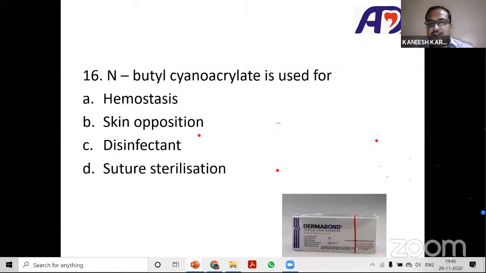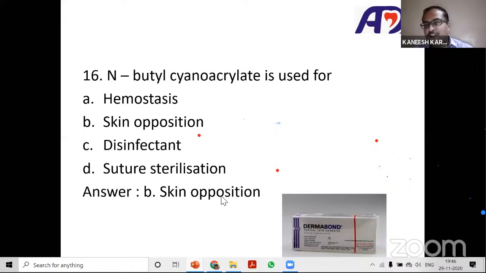N-butyl cyanoacrylate is used for, the clue is there in the picture. N-butyl cyanoacrylate. Very good. It is skin apposition. It's a skin adhesive. They will not give this picture. Only the question will be there. This is for you to understand.